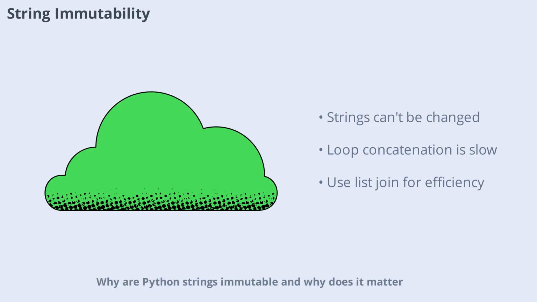Are Python strings immutable, and why does it matter? Immutability means once a string is created, it can't be changed. This design boosts memory efficiency and security. But there's a catch. If you concatenate strings in a loop using plus, Python creates a new string each time, leading to poor performance. In AI, when cleaning large text datasets, that can slow down preprocessing dramatically.